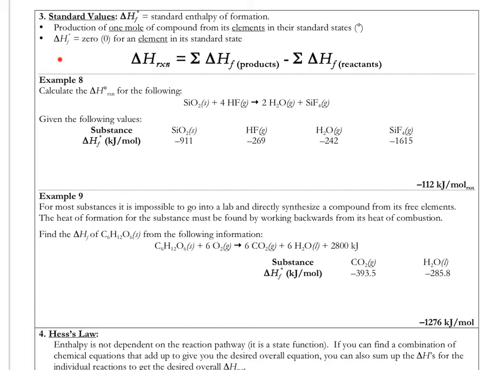The standard heat of formation is defined as 0 for an element in its standard state. And if you look at this definition, that makes sense. If I'm going to make oxygen gas from its elements, it's made of just oxygen gas. So to turn oxygen gas into oxygen gas doesn't require any energy. But if I wanted to turn oxygen gas and hydrogen gas into water, that would be a change in energy.